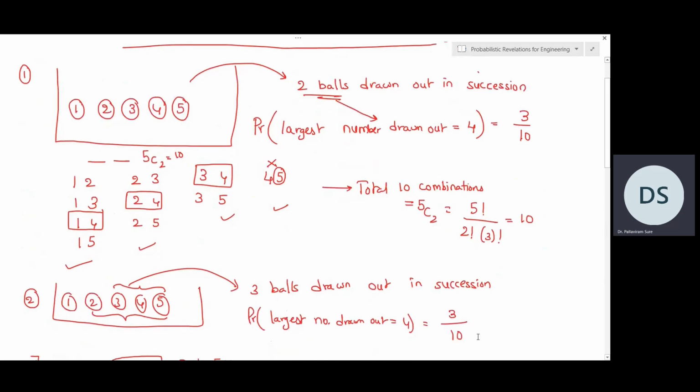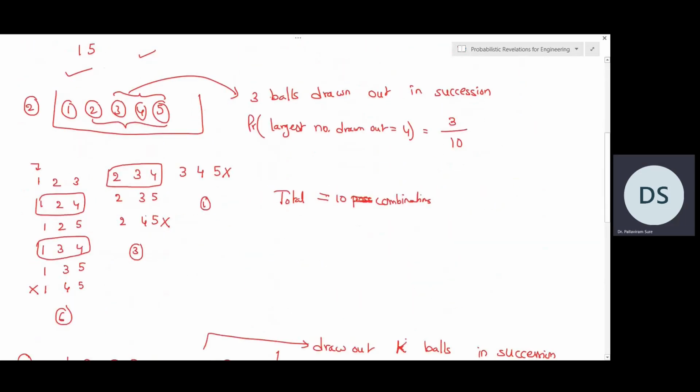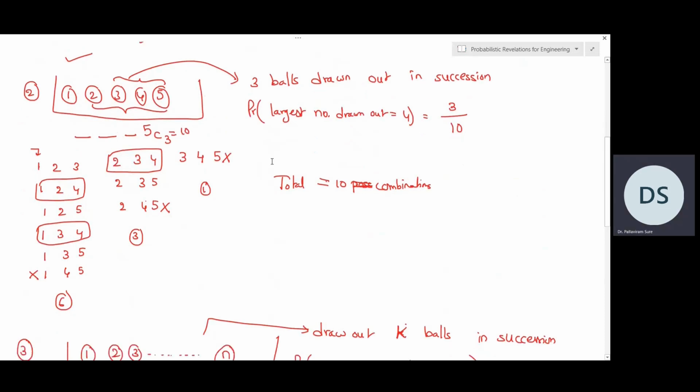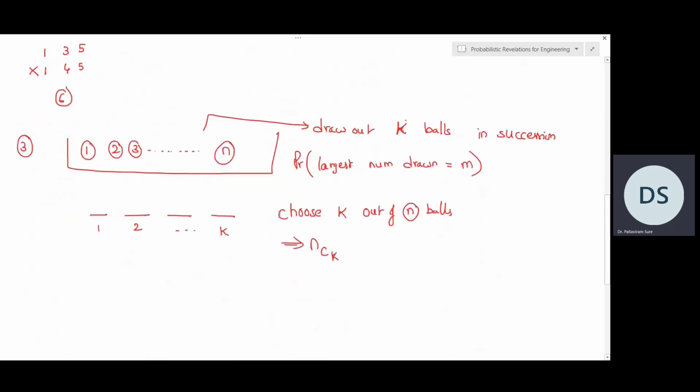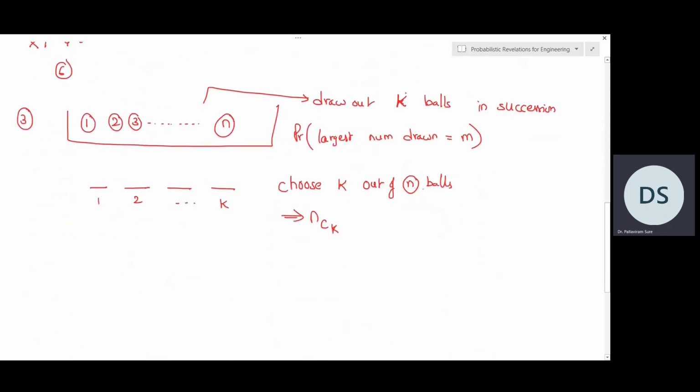So same way here also. We have 5 balls and we should draw out 3 balls. So these 5 balls have the option of coming in these 3 positions. So that means out of 5, we have to select 3. So it is 5C3. Again you can check that it is 10. So same way, when we are generalizing, we have to choose k out of n. That is why the combinations are nCk. So these are the total combinations.